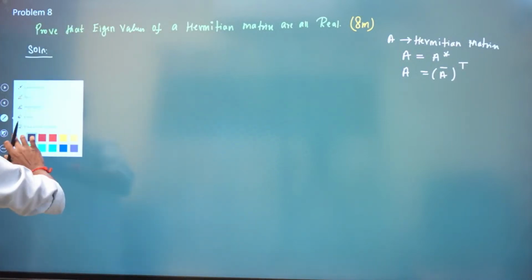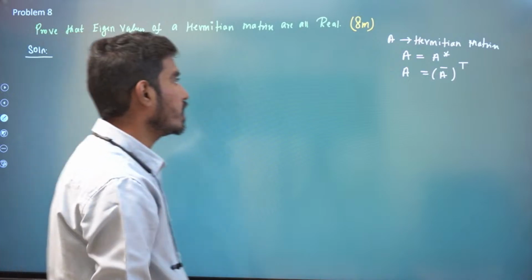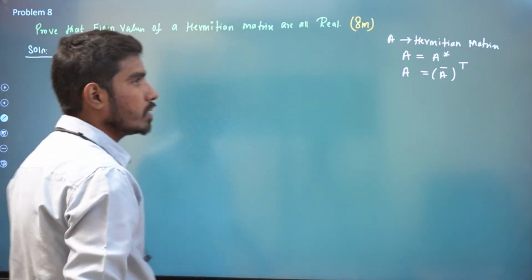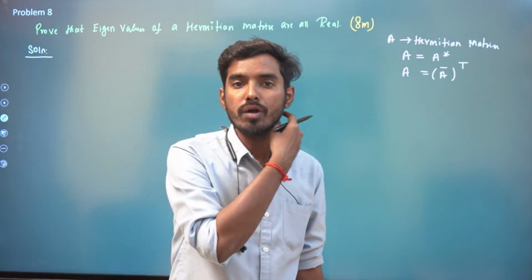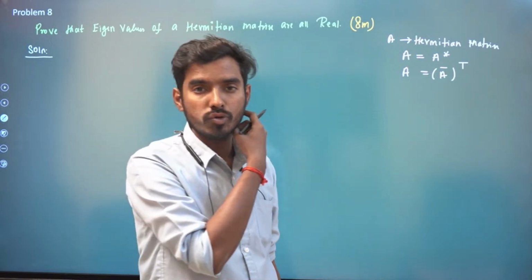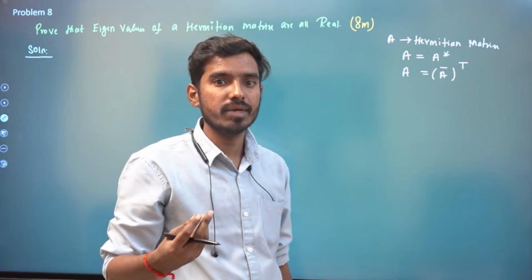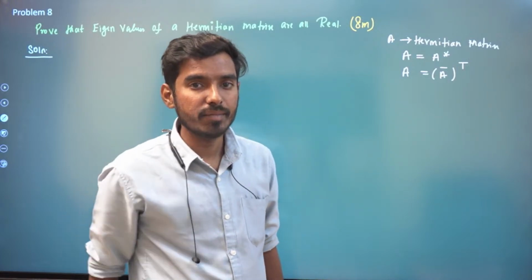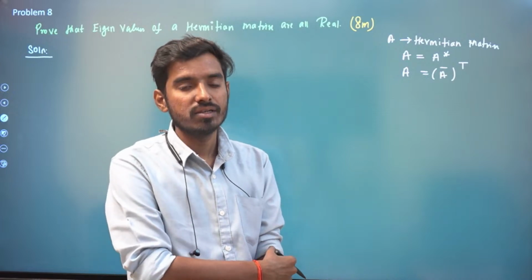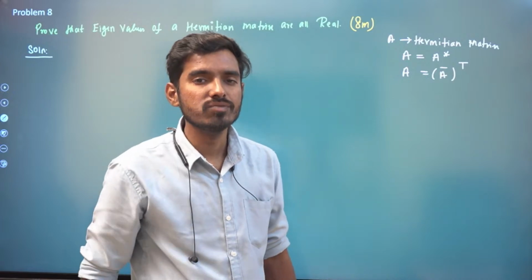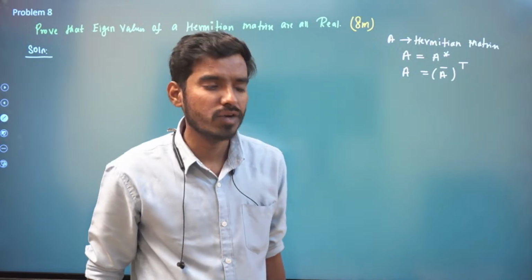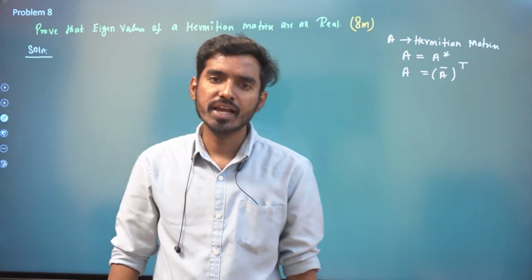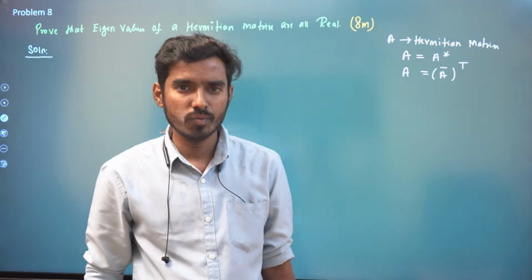Okay, now we need to prove that the eigenvalues of a Hermitian matrix are always real, right? If I want to show some number is a real number, what do I need to prove? A number x is real if its conjugate is the same as that number. What is the conjugate for a real number? It is the same, right? What is the conjugate for 3? 3 can be written as 3 plus 0i. The conjugate is 3 minus 0i. Both are the same only.